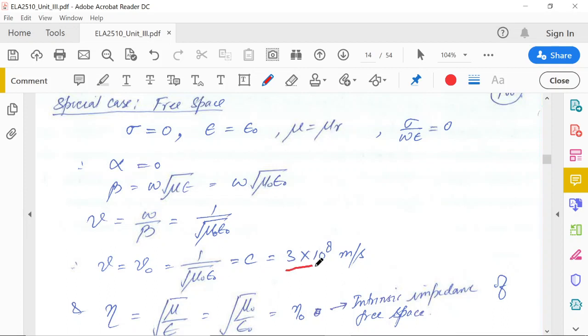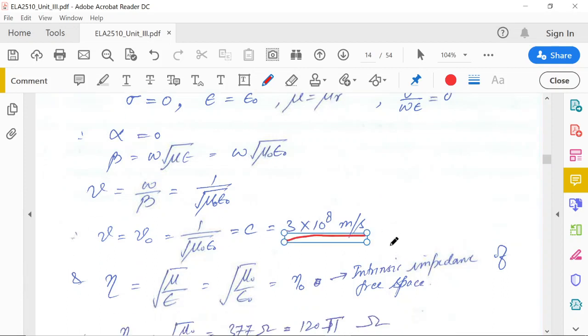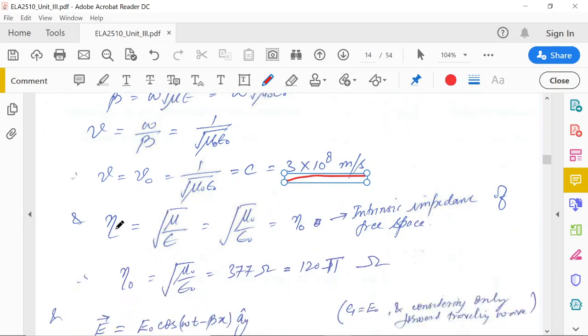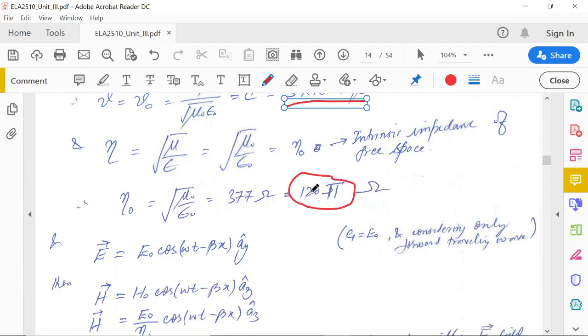Velocity comes out to be 3 into 10 to the power 8 meter per second. It is a special case for the lossless dielectric, and the intrinsic impedance for the free space is 377. You can verify it. Now the electric field for the free space: instead of C, now we are writing E naught, the constant, so it is more effective to write E naught.